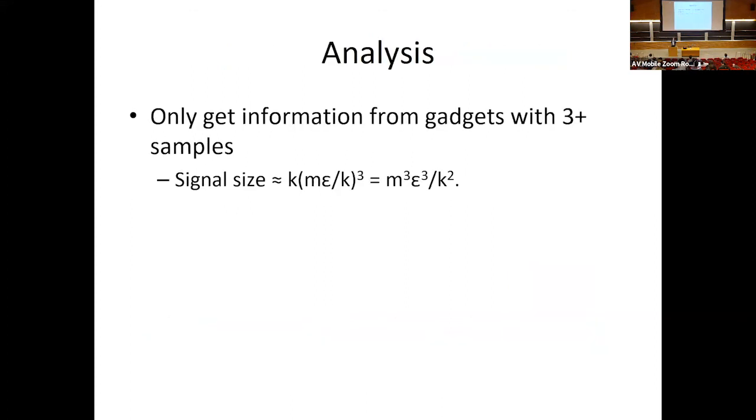And the point is you can only distinguish them by looking at what happens in these gadgets. But you can only get information from gadgets with at least 3 samples, because for gadgets with 2 samples, the yes and no instances look the same. So the size of the signal that you get is something like k, the number of gadgets, times m epsilon over k cubed, the probability that that gadget has 3 samples.